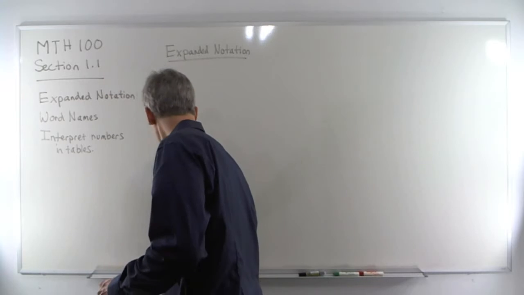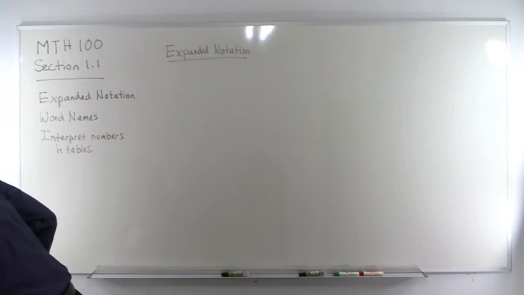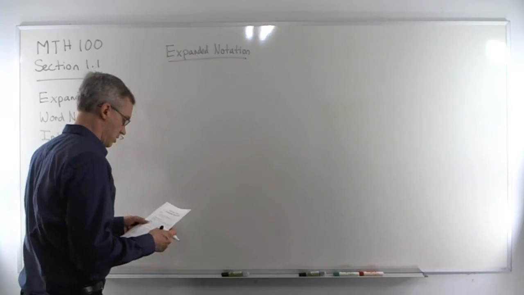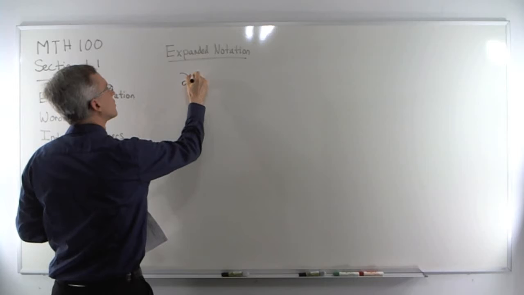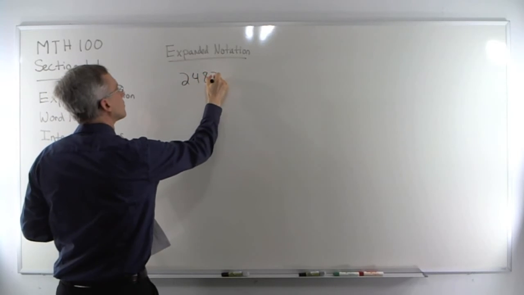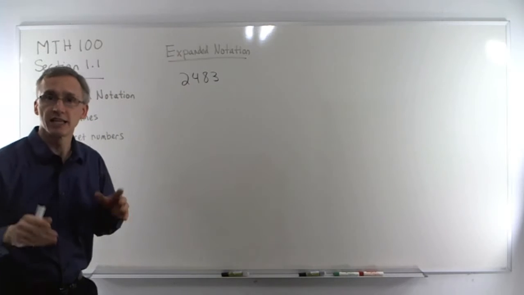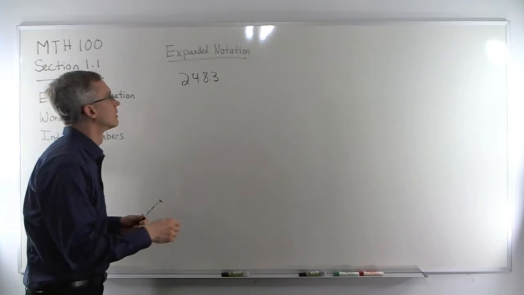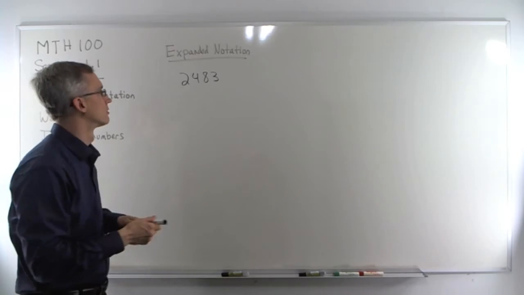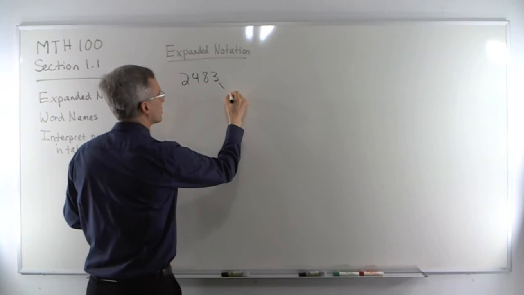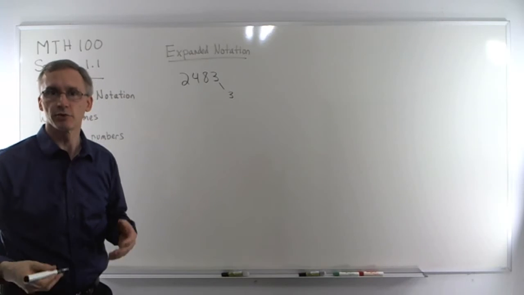Expanded notation is a way to break up a number into its parts. So let's take a look at 2,483. Now each of these numbers has a specific meaning. 3 is in the ones place, so each one there is just worth 1. So that one is just worth 3. But here, we've got a number in the tens place, so each one there is worth 10.